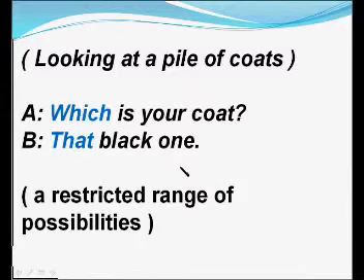So, for example, suppose we are looking at a pile of coats. We have some coats. We are looking at some coats. We could say, which is your coat? Which is your coat? Here we use which because we have a number of coats. We don't have so many coats. Actually, we have a restricted number of possibilities or choices. Which is your coat? And the answer would be that black one. So here, a restricted range of possibilities exists.